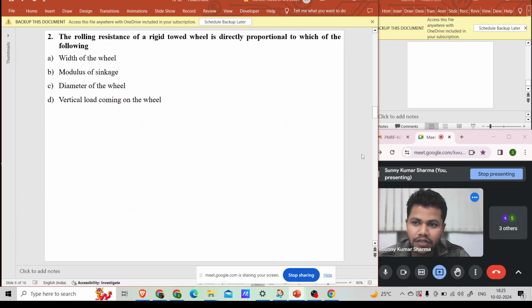Okay, if you have understood this, the next question is also related to this only. The rolling resistance of a rigid load wheel is directly proportional to which of the following things? Rolling resistance of that rigid load wheel. This is from lecture 11. I have just given the equation. From that equation you can also observe. And if you have studied those lectures, then you should solve this question. You can answer. You can guess also. You can write in the chat box also.